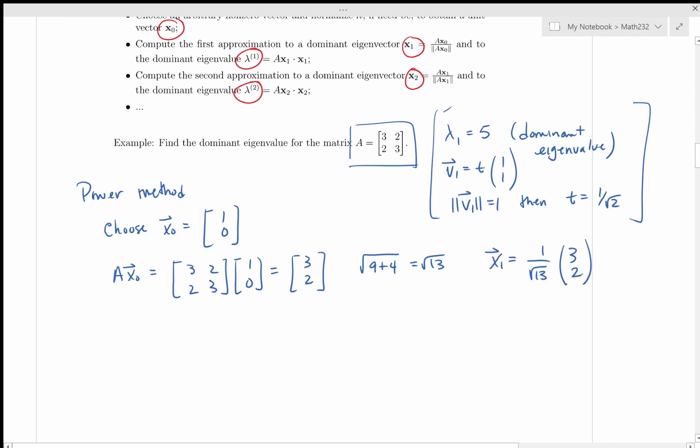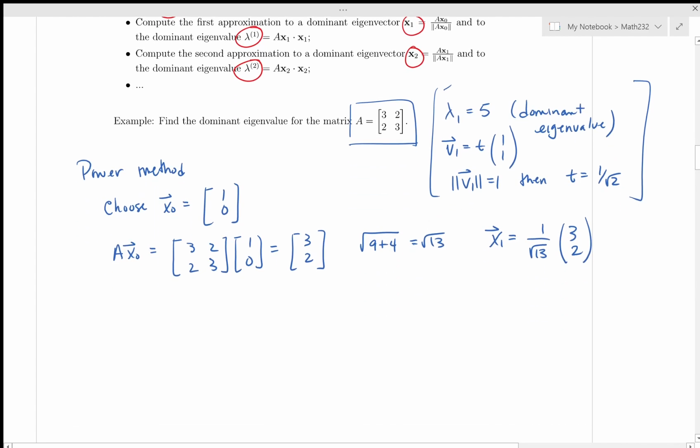There it is. Okay, so then I proceed on to get the next guy. That is, multiply A multiplied by x1, which is 3 over root 13 and 2 over root 13. And what does that come out to? Oh, this is when you start praying you don't make any arithmetic mistakes, which is extremely easy to do.